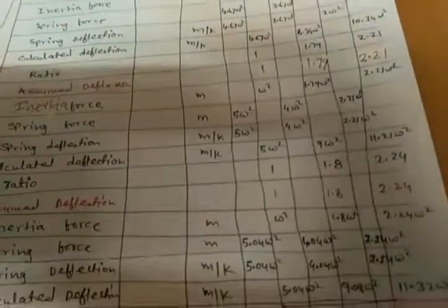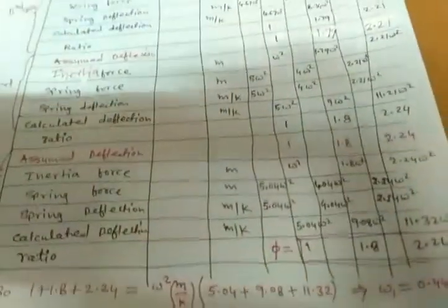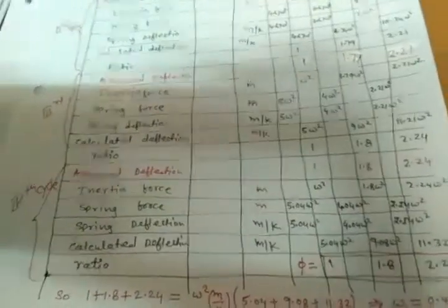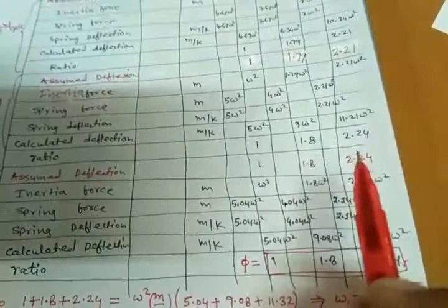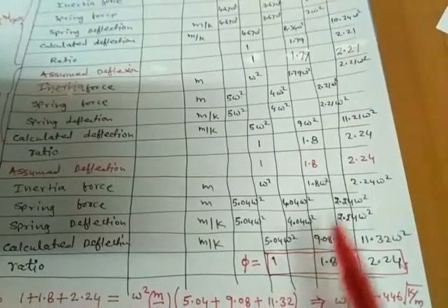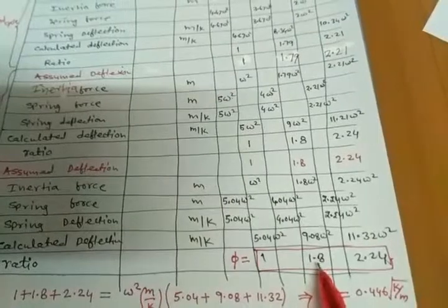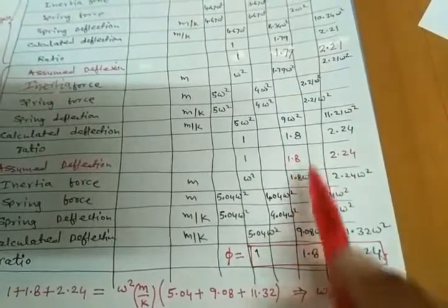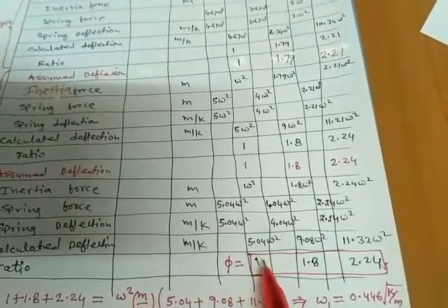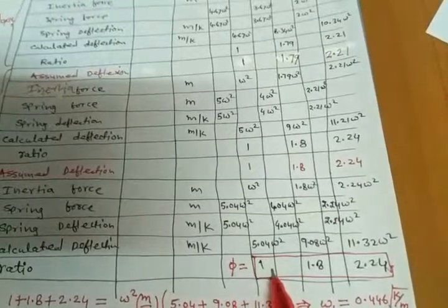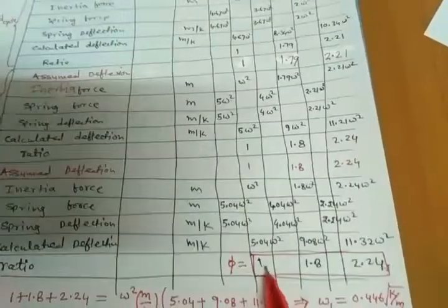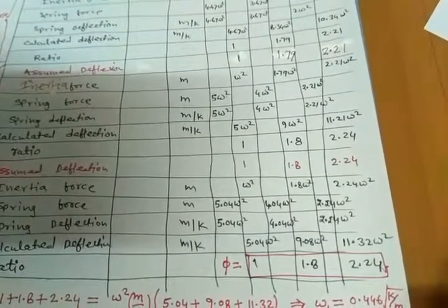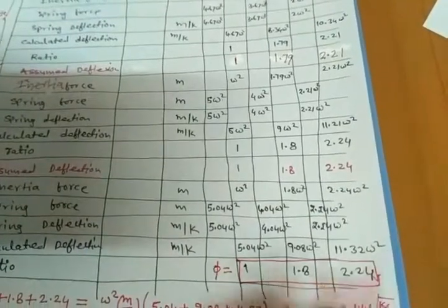So let's take the final table that we have calculated here. So in this table, by repeating the same procedure, what we have got is 1, 1.8 and 2.24, exactly the same as what we have assumed. So now we have converged to the final result. So this is our vector or mode shape, that is the values of x1, x2 and x3, that is 1, 1.8 and 2.24. So this mode shape I have written with 5.